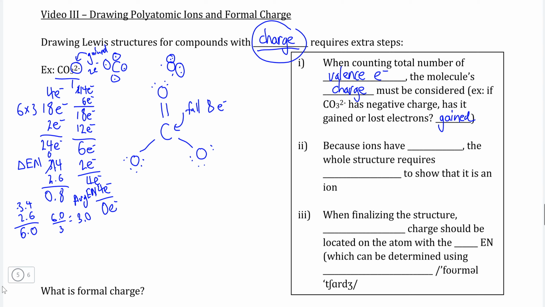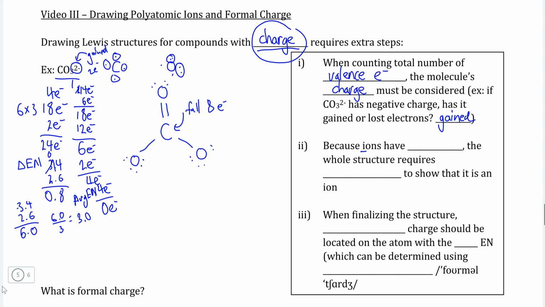And if we count to see if all of our elements have a full octet, 2, 4, 6, 8, 2, 4, 6, 8, 2, 4, 6, 8, 2, 4, 6, 8, it looks like all of our elements have full valence shells, which means that our structure is mostly done.